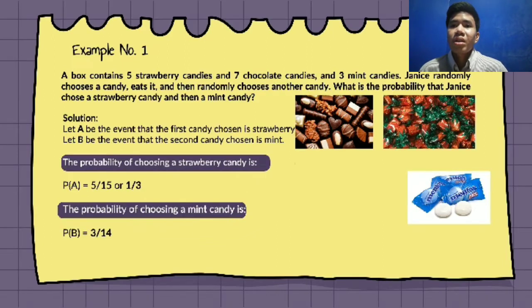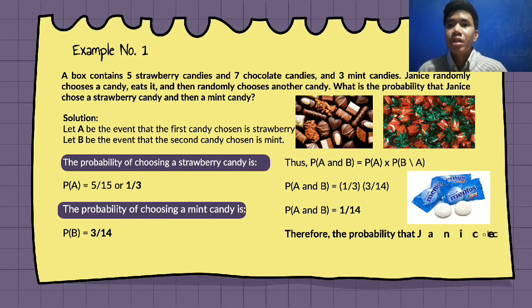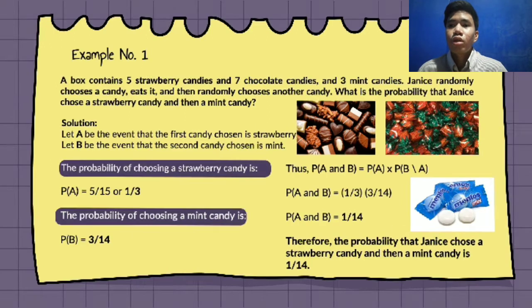So the probability of choosing a strawberry candy is 5/15 or 1/3, and the probability of choosing a mint candy is 3/14. So let's use the formula P(A and B) is equal to P(A) multiplied by P(B after A). So P(A and B) is equal to 1/3 multiplied by 3/14, and the product would be 1/14. Therefore, the probability that Janice chose a strawberry candy and then a mint candy is 1/14.